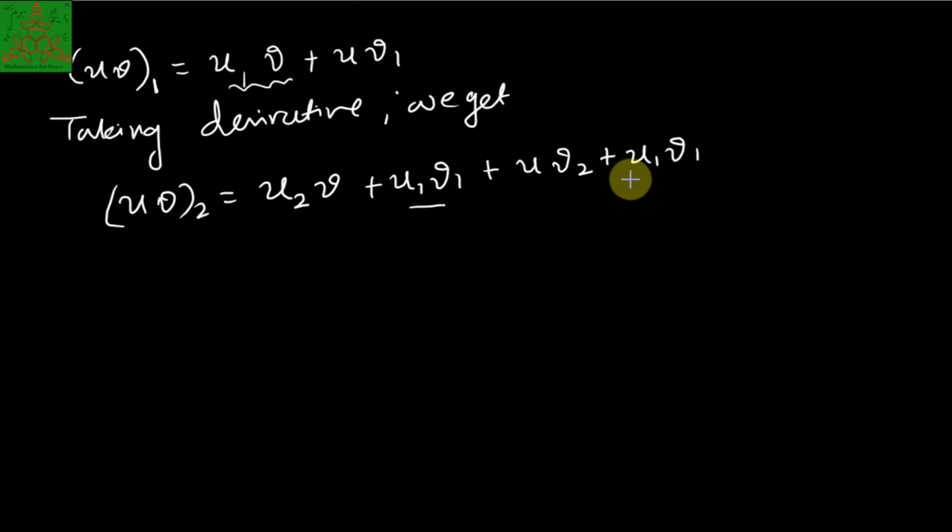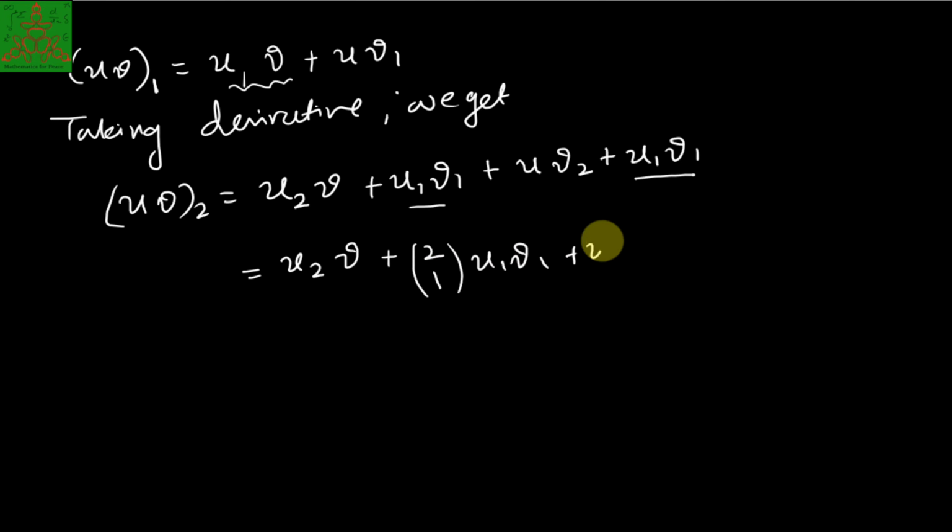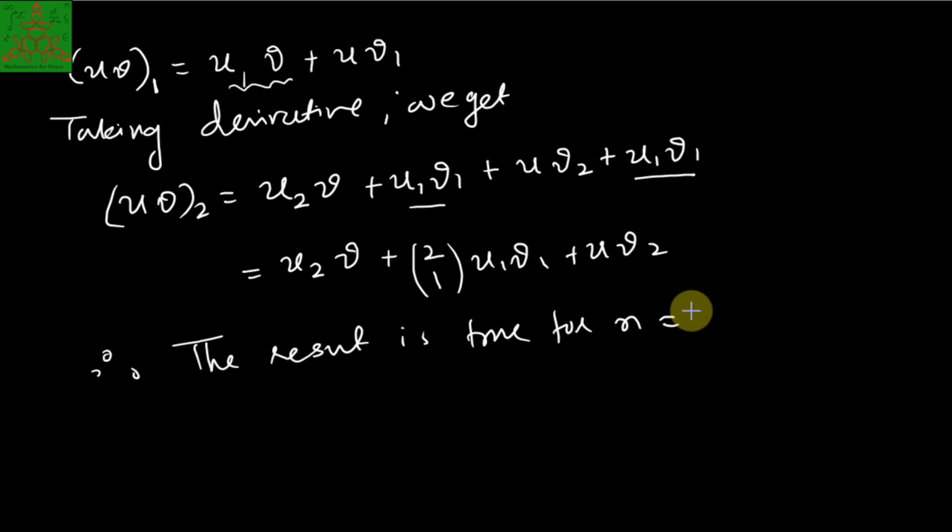Now u1 v1 comes two times, so I can write this as u2 v plus 2C1 u1 v1 plus u v2. Hence we can say that the result is true for n equal to 1 and 2. For 1 we have it here and for 2 we have it here.